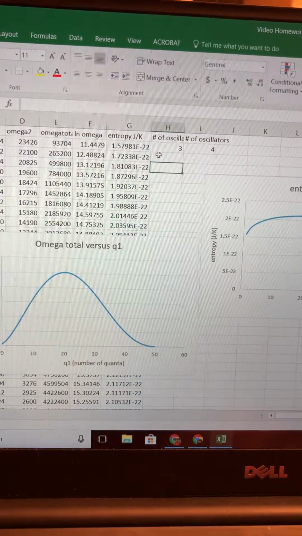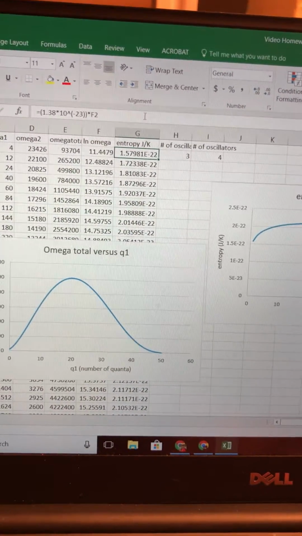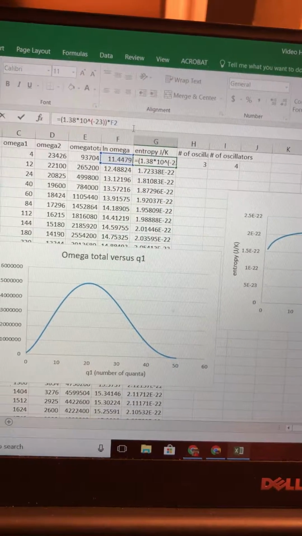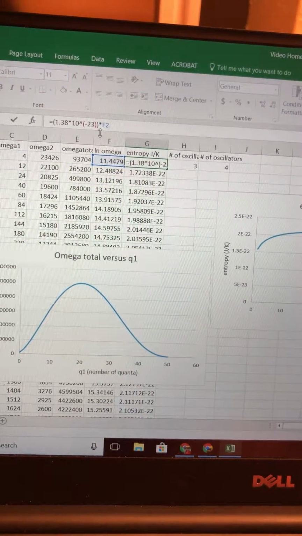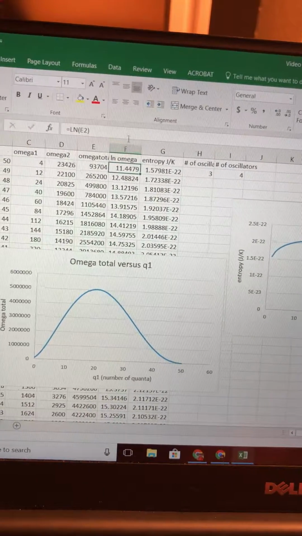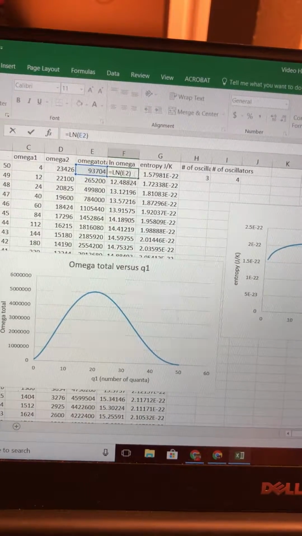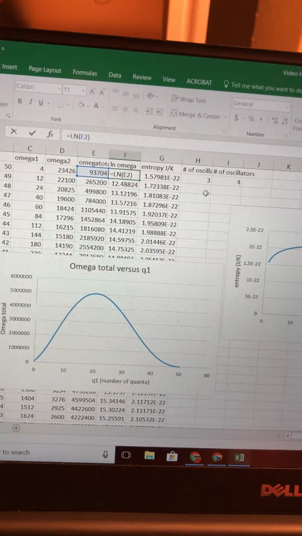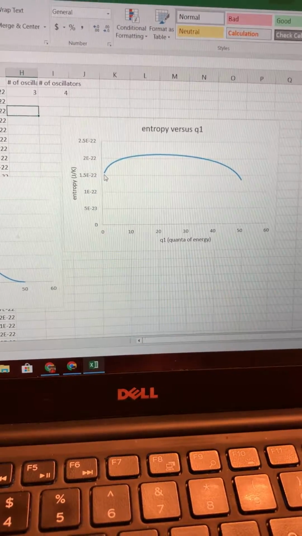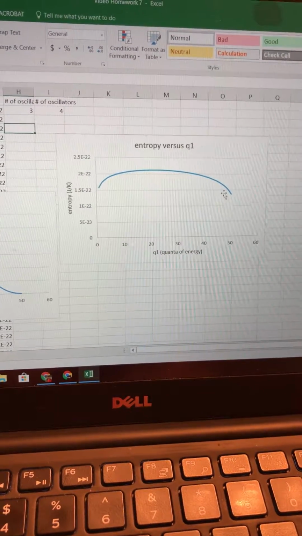Now the entropy in joules per Kelvin is just equal to Boltzmann's constant, 1.38 times 10 to the negative 23rd, times the natural log of omega. For the natural log of omega, I just took the omega tot cell and applied the natural log. And then you just graph entropy over Q1, and you get this nice looking curve. So that is it.